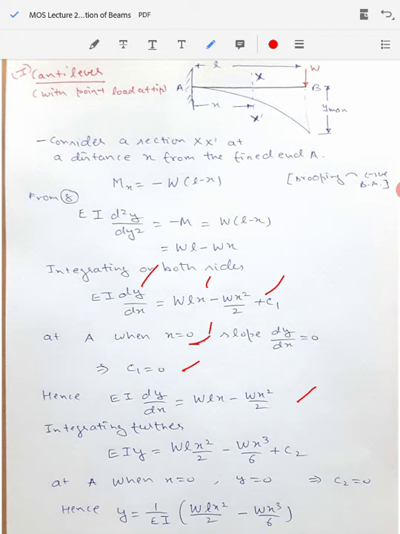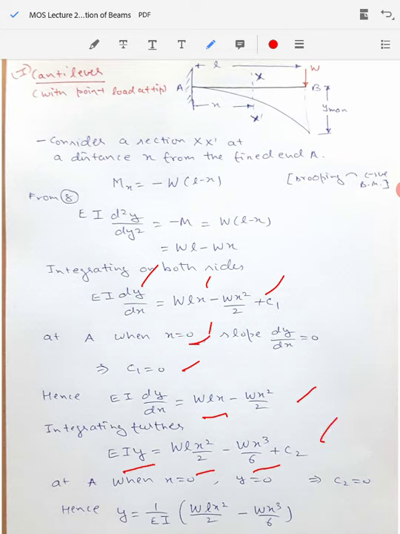Now this is the equation for our slope. By this equation we can find the slope along the length of the beam at any point, but our objective is to determine the deflection of the beam. So we will integrate this equation further, and this will give us on the left side EIy, and the integration of WLx will be WLx square by 2, and the integration of Wx square by 2 will give minus Wx cube by 6, plus a constant of integration C2.